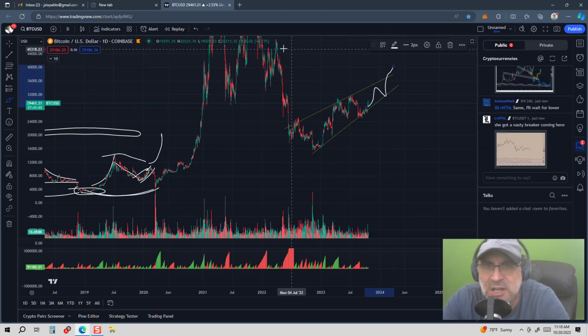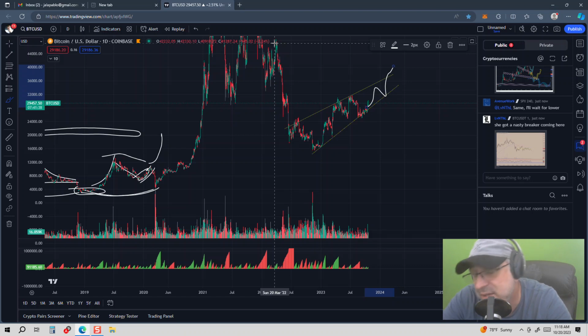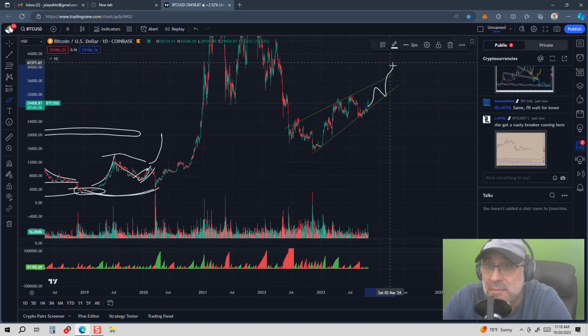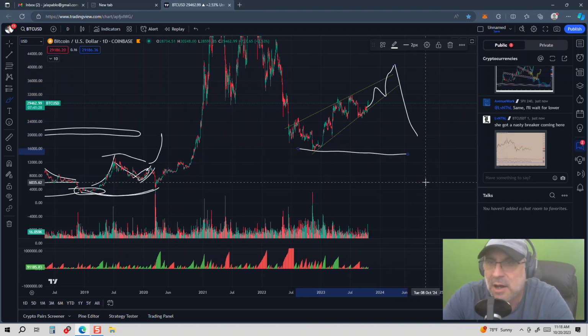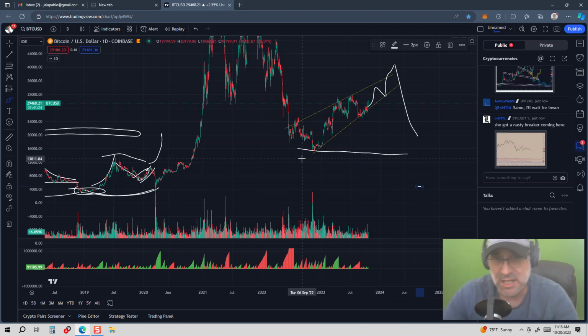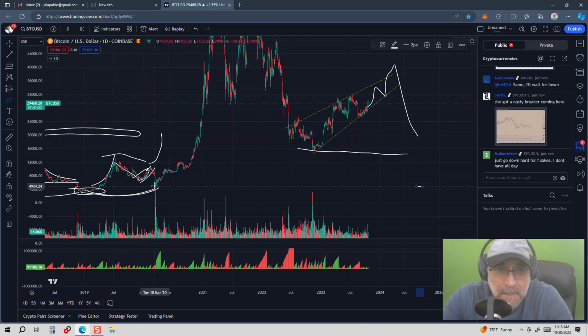I don't know how high it can go. It can go all the way up to $45,000 potentially before it comes back down and crashes and retests. I believe it can retest the $16,000 zone here. And then when it does that, and only after it does that, we can expect the bull reversals on the macro, which happened right here.